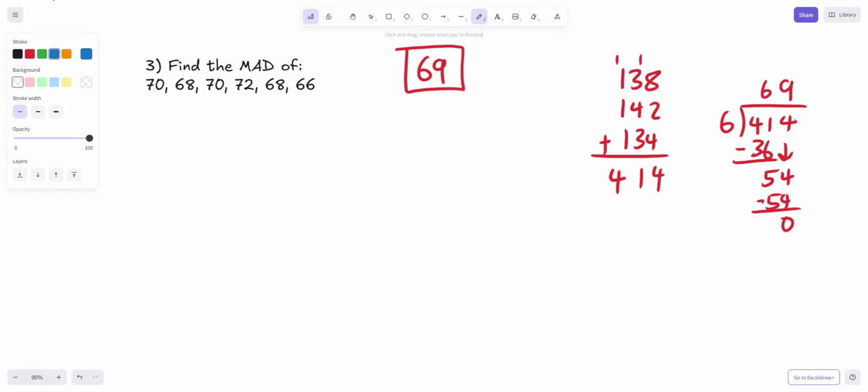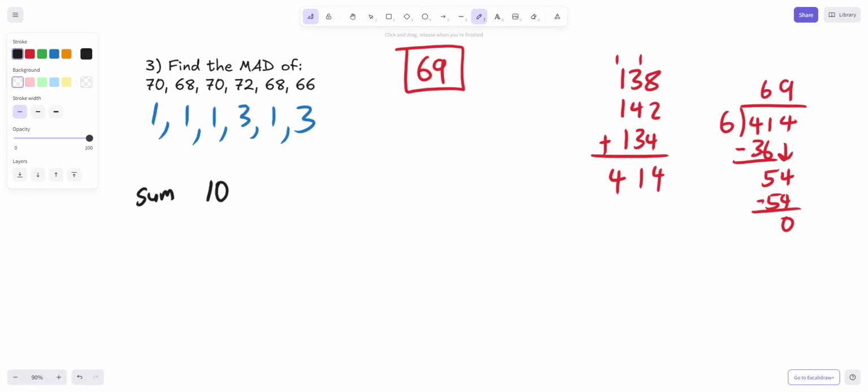Then we find absolute deviations. 70 is 1 away, 68 is also 1 away, 70 is 1 away, 72 is 3 away, 68 is 1 away, and 66 is 3 away. So we have 6 absolute deviations. Now we need to find the mean of these absolute deviations. 1 plus 1 plus 1 is 3, plus 3 is 6, plus 3 is 9, plus 1 is 10. So the sum adds up to be 10.